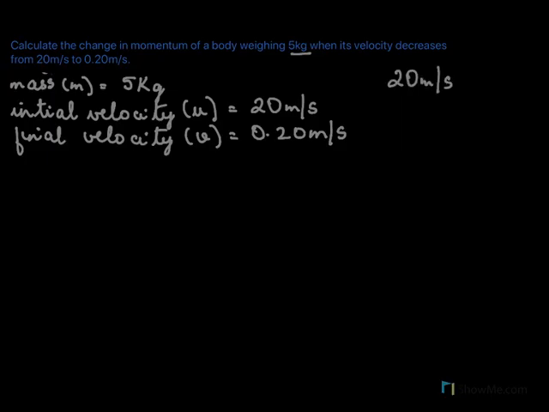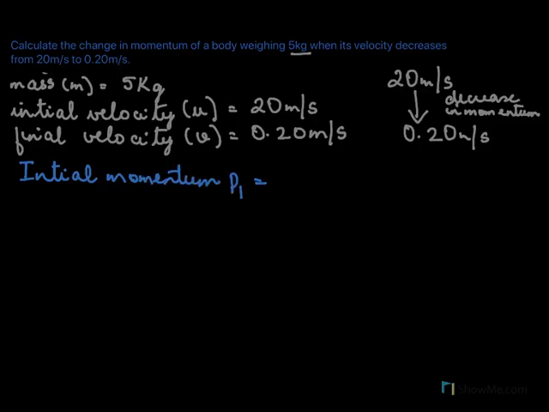Now if you see in this body, the speed is decreasing. From 20 meter per second, the speed is dropping to 0.20 meter per second. So there will be a decrease in momentum. The momentum will decrease because the speed has decreased. So to calculate first the initial momentum, that will be mass into initial velocity, that is u. So mass is 5, u is 20. So that would be 100 kg meter per second.